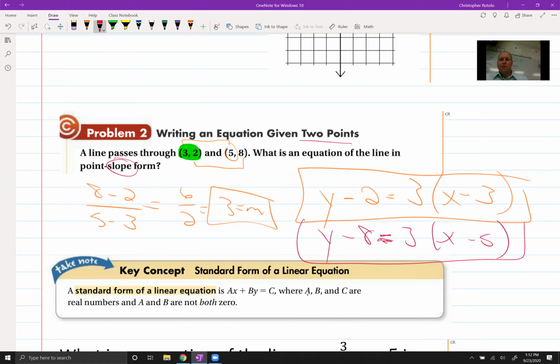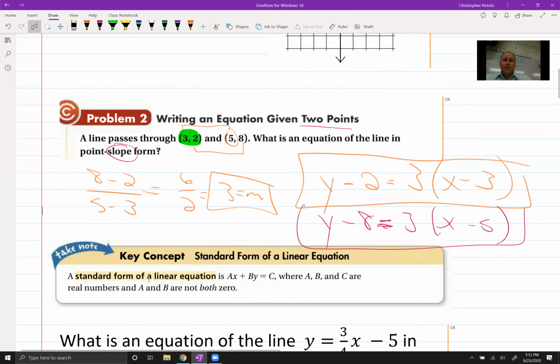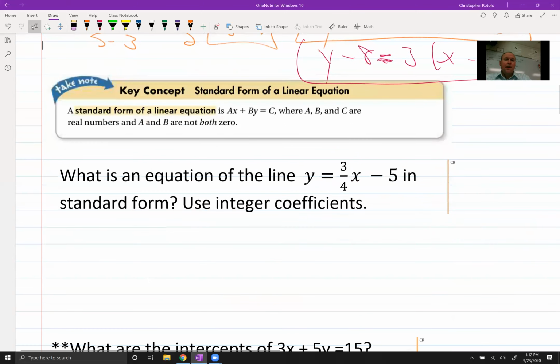All right, so if you want to ever double check, you can distribute, make sure you get exactly the same equation in slope intercept form, and then you would know that you definitely have it right. I'm not even going to show that because I don't think you want to do it, but you could. All right, next thing here.